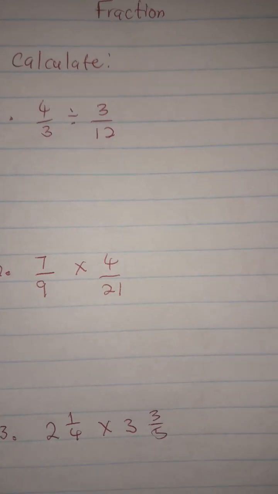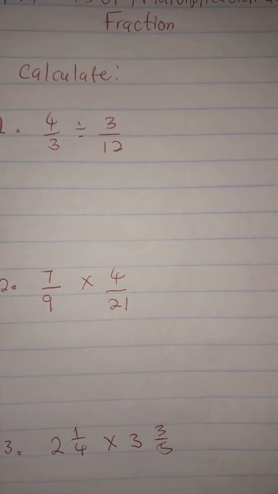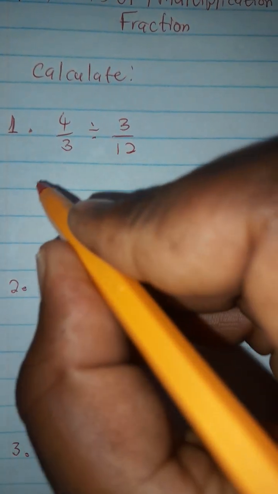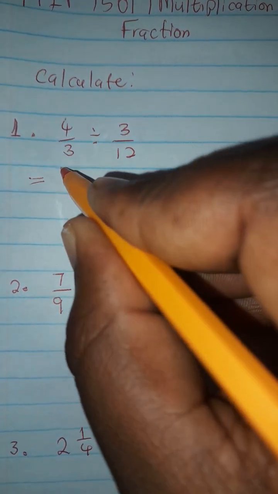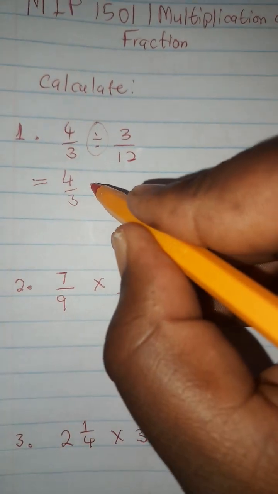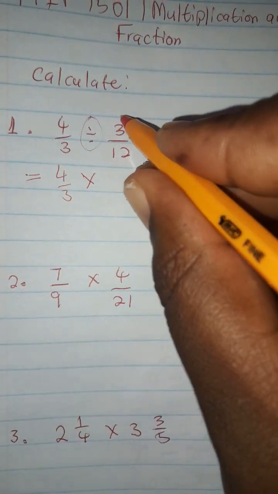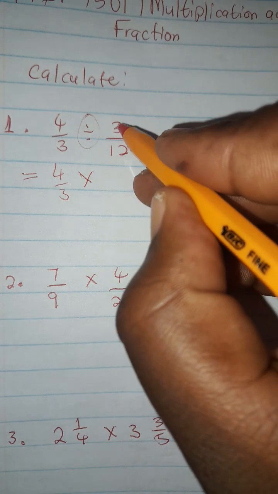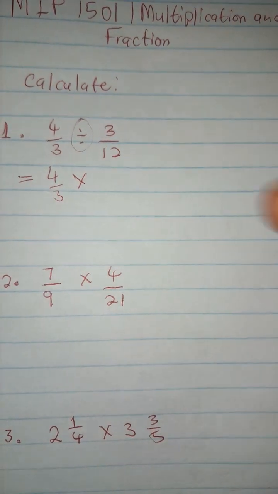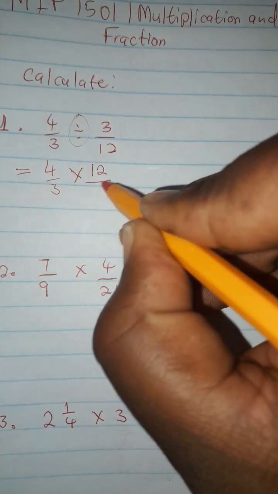All right. We are given 4 over 3 divided by 3 over 12. We have to calculate this, so let's simplify it in the simplest manner. We have 4 over 3. We ask ourselves, what is the inverse of division? That's multiplication. If you don't divide, you multiply. So that will change our second fraction, meaning the numerator will now become the denominator, and the denominator will now become the numerator. So we are going to have 12 over 3 there.